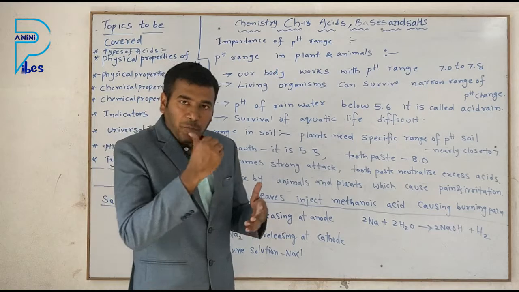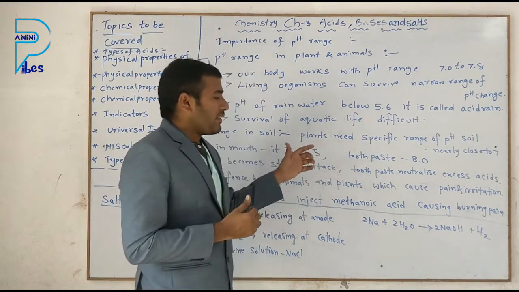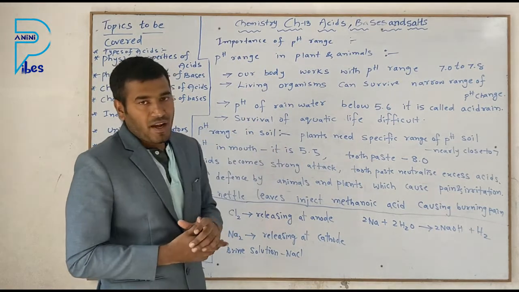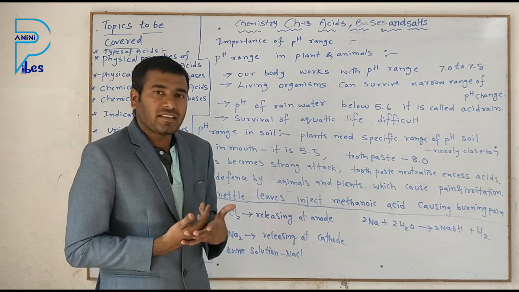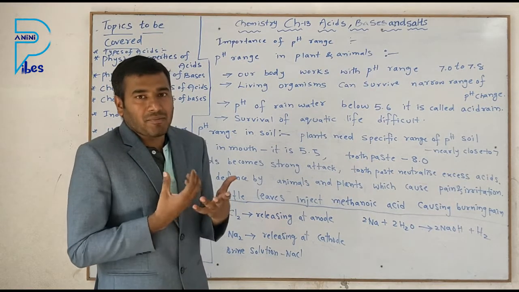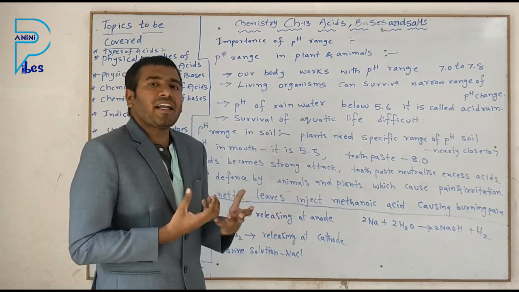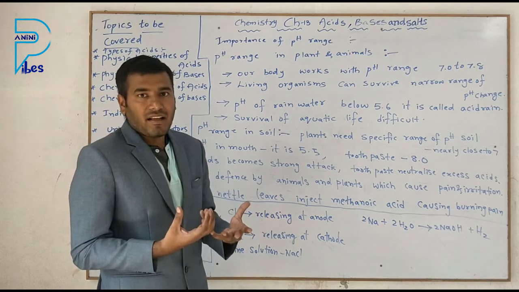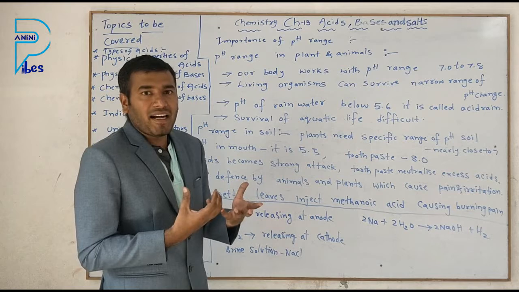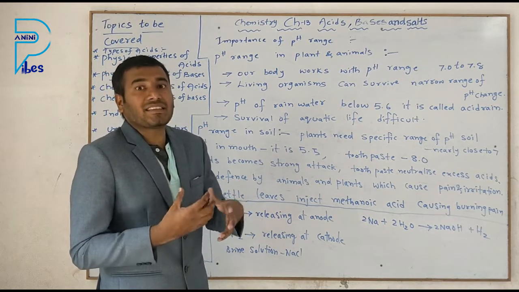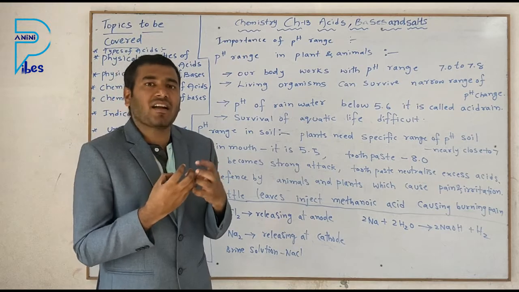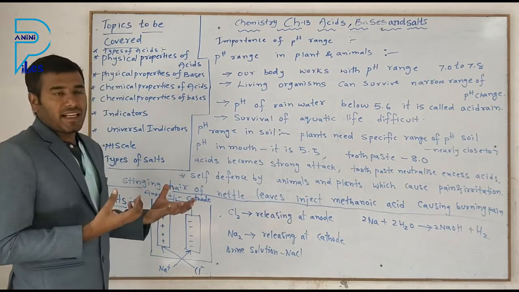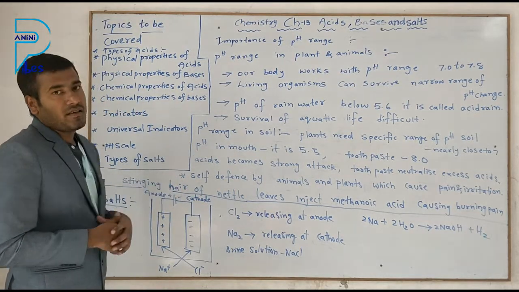Actually, early in the morning we apply toothpaste on our teeth. The pH value of toothpaste is 8.0. When we apply toothpaste on our teeth, the acid released in our mouth combines with the toothpaste base. Then it becomes neutralized, turning into water and salt. The acid released in our mouth does not affect our teeth. We do not get any tooth decay due to this pH value.